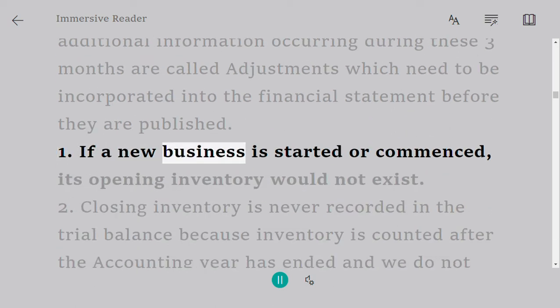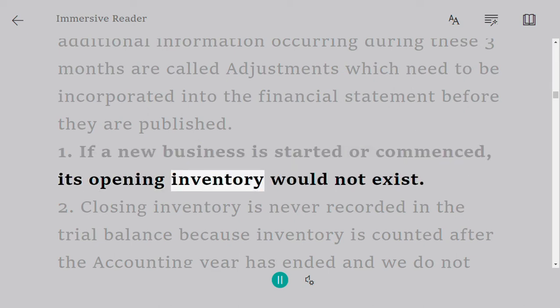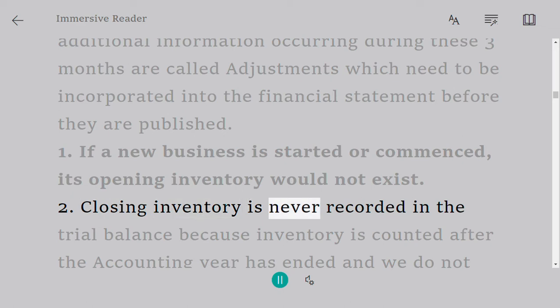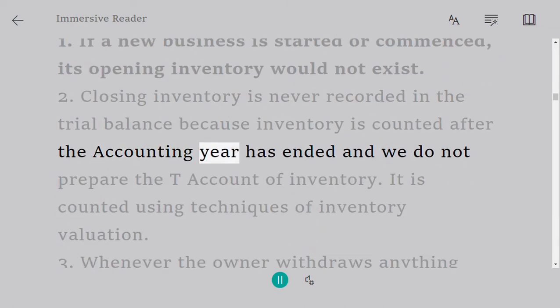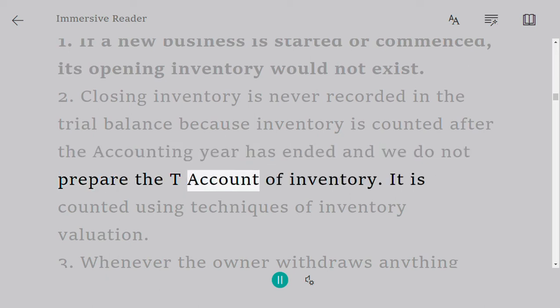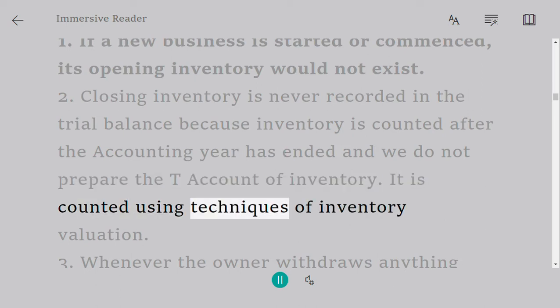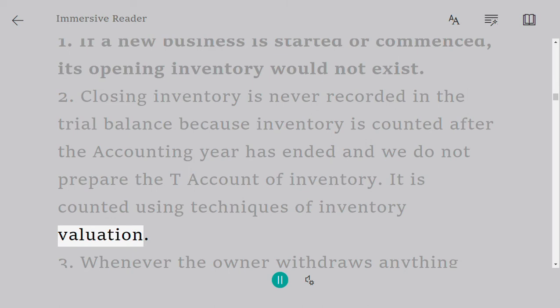1. If a new business is started or commenced, its opening inventory would not exist. 2. Closing inventory is never recorded in the trial balance because inventory is counted after the accounting year has ended and we do not prepare the T account of inventory. It is counted using techniques of inventory valuation.